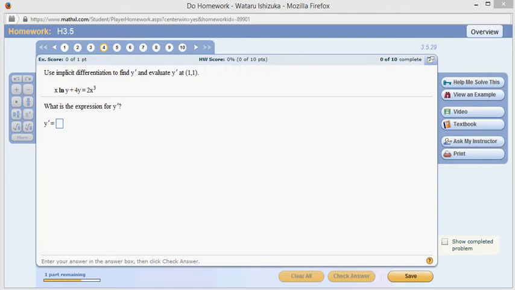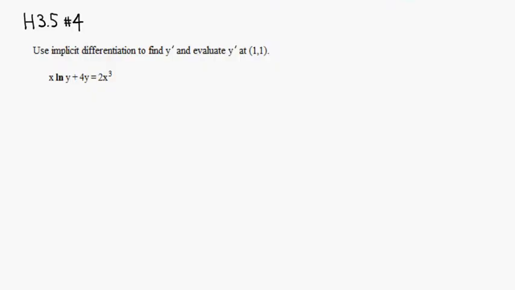Alright, let's look at homework 3.5, problem number 4. Let's use implicit differentiation to find y prime. So we're going to take the derivative with respect to x.